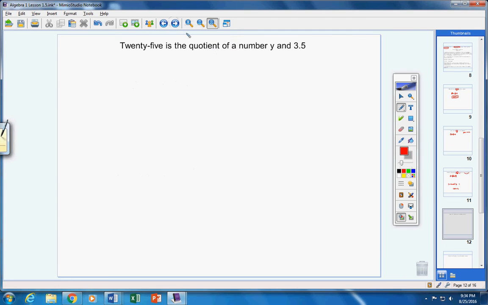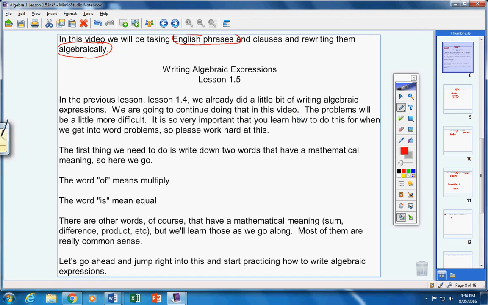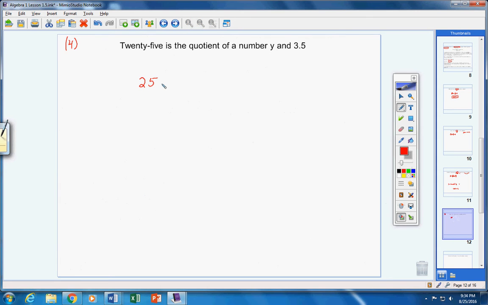Alright, next problem, number 4. We're going to do 8 of these, just so you guys see some light at the end of the tunnel. Now, if you work ahead, that's fine, but make sure you get it right. 25 is, okay, 25. Now, we learned way back at the beginning of our notes today the word is usually means equal, and the word of is usually going to mean multiply. So 25 is, so 25 equals the quotient. Stop. What does quotient mean? Divide. So what are we dividing? A number y and 3.5.